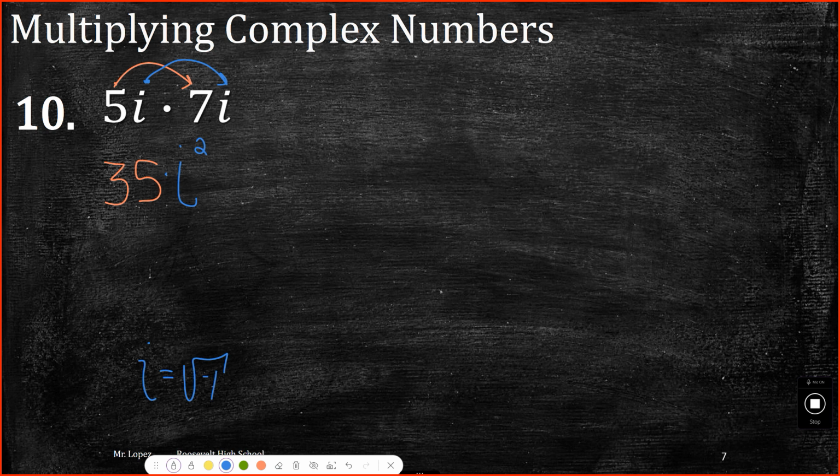So what I have here is i squared. If I square the square root, the square and the square root cancel out, and the answer is negative 1. Yes or no? So this is negative 1 times 35. What's negative 1 times 35? Negative 35.